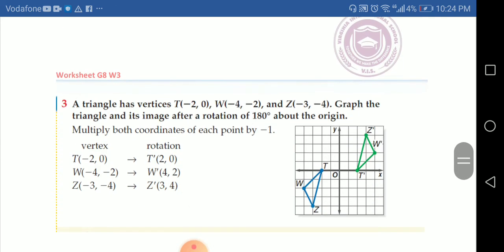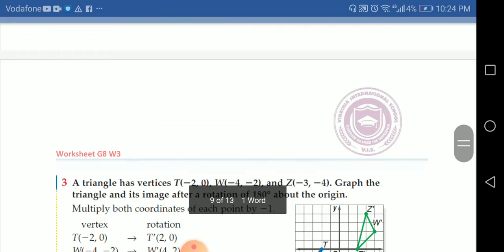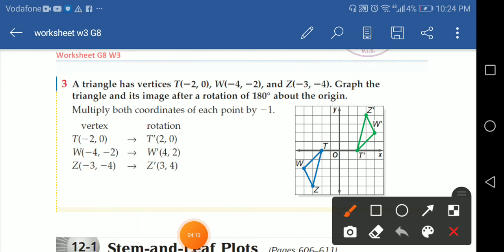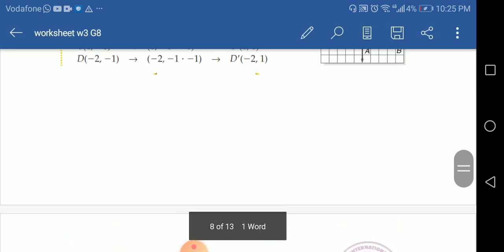Okay, guys, this is very important. So this is very important, don't forget. I have here what? A triangle has vertices, gives me the vertices, and graph the triangle and its image after. This time we have a rotation of 180 about the origin. So I have here what? Rotation. So what should I do? Multiply both coordinates by negative 1. So for the rotation, I'm going to multiply both the coordinates by negative 1 to get the new image.